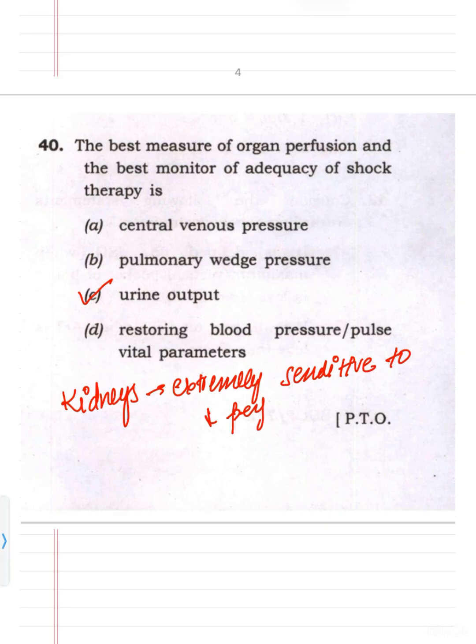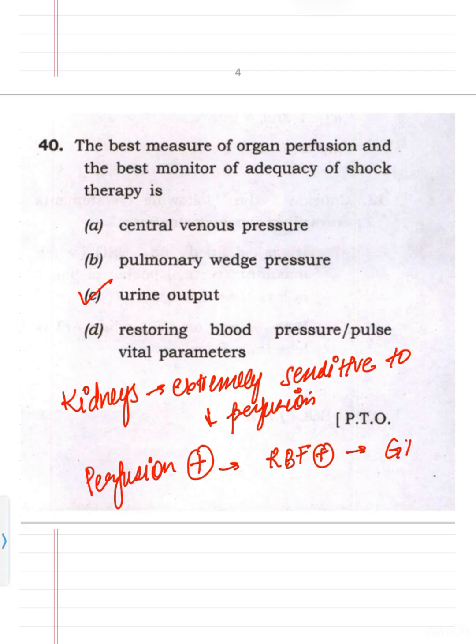If the perfusion improves, there will be improvement in renal blood flow, and so there will be GFR improvement, and so urine output will increase. So urine output is a simple, continuous bedside indicator of organ perfusion and the success of resuscitation. And we know that the target urine output should be about 0.5 ml per kg per hour in the case of adults.